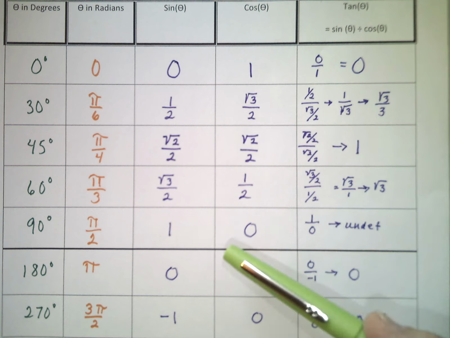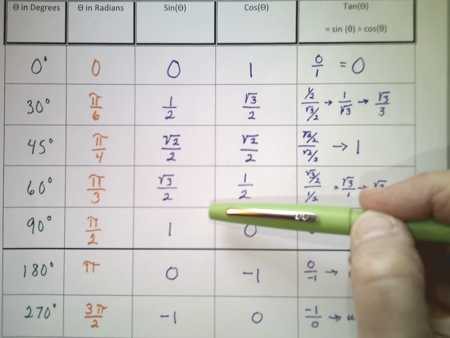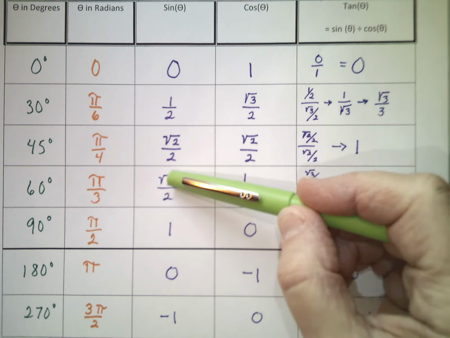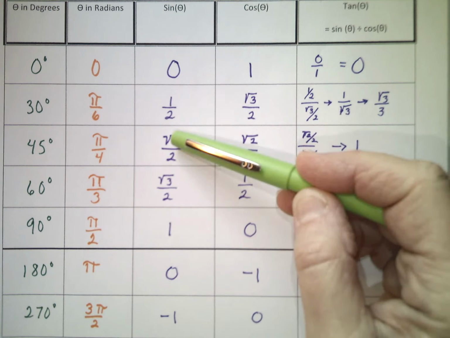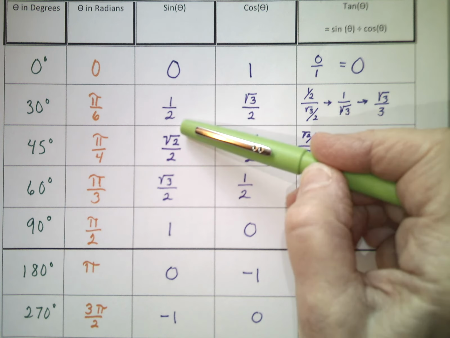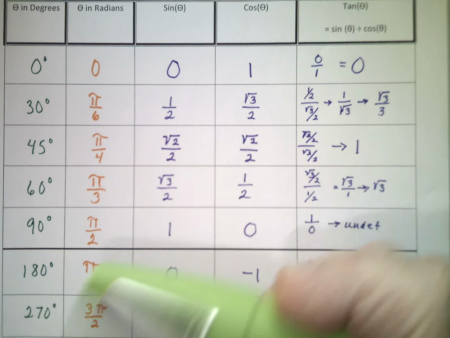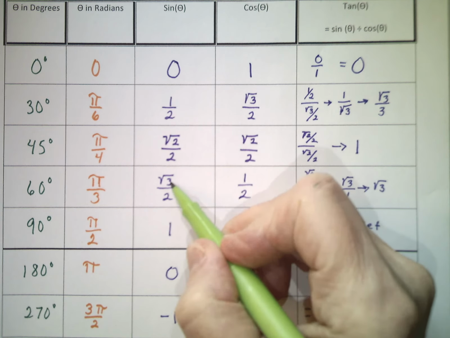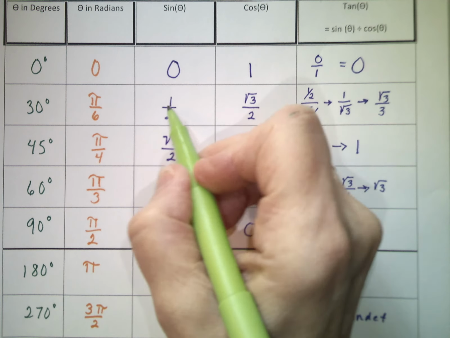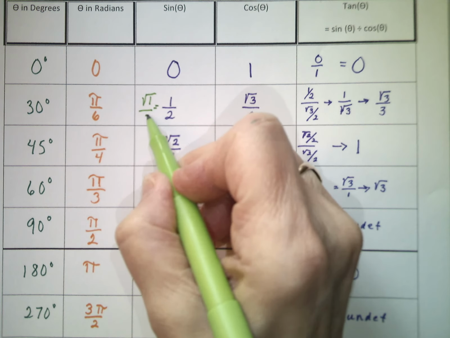I was hoping you might notice that a number of these had divisors of 2. We have the square root of 3 divided by 2. We've got the square root of 2 divided by 2. We've got 1 divided by 2. We can actually extend this pattern. Square root of 3 divided by 2, the square root of 2 divided by 2. And 1/2 is really the same as the square root of 1 divided by 2.